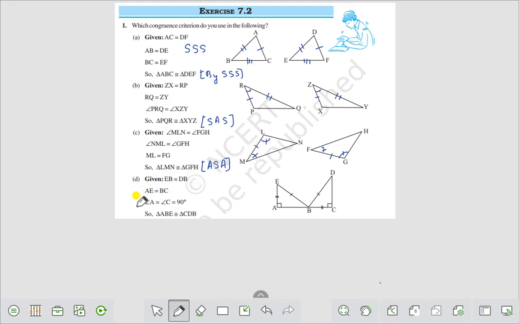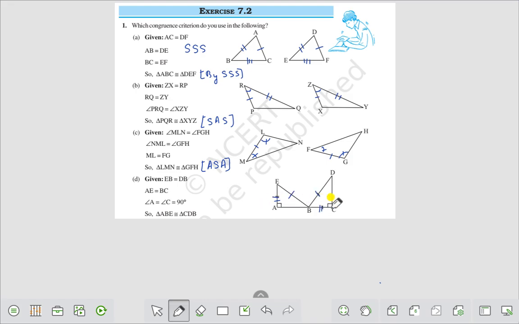Now question number D is here. AE is equal to BC. This AE is equal to BC, right? And angle A equal to angle C equal to 90 degrees. Angle A and angle C are 90 degrees, right? And EB equal to DB. Here it is said this side EB is equal to DB, right? And AE is equal to BC. This side is the same, right?